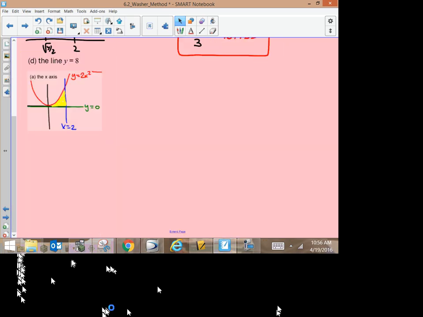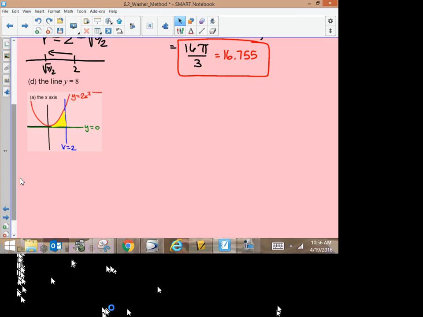Same figure. We're going about the line y equals 8. You want to try it by yourself? I'm pretty sure when you're ready. And I don't care about exact or 3 decimals. Either one's okay.